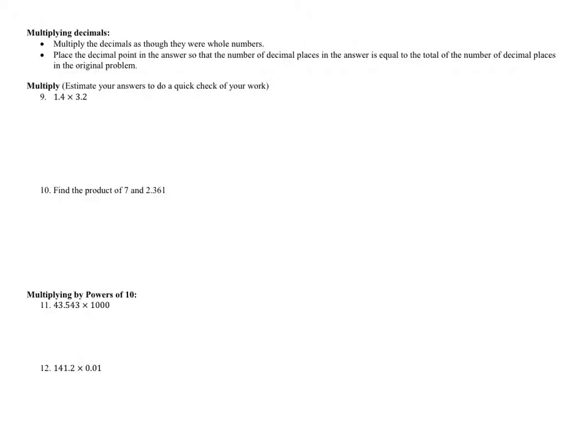Now, for multiplying decimals, we'll multiply the decimals as though they were whole numbers. Then, at the end of the problem, we'll place the decimal point in the answer so that the number of decimals in the answer is equal to the total number of decimal places in the original problem. So for example number 9, if I want to do 1 4/10 times 3 2/10, first I'll line the problem up vertically like I'm going to multiply with whole numbers.